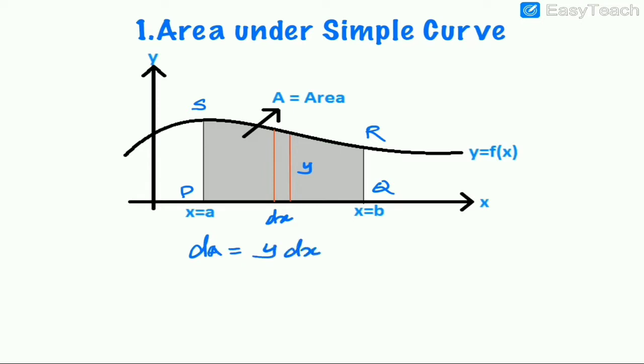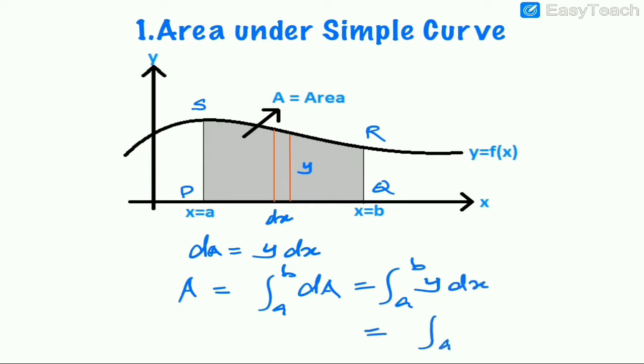We can think of the total area A of the region between x-axis, ordinate x = a, x = b, and the curve y = f(x) as the result of adding up the elementary areas of thin strips across the region PQRSP, and this can be expressed as A = definite integration from a to b dA, which is equal to integration from a to b y dx. Here y = f(x), so we have integration from a to b f(x) dx.